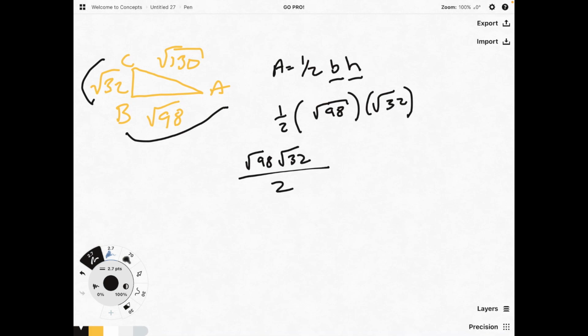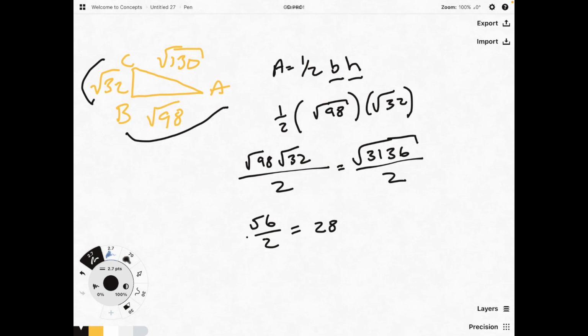98 times 32, using my calculator, gives me the square root of 3,136, and that's going to be divided by 2. The square root of 3,136, again using my calculator, is going to give me 56 divided by 2, and 56 divided by 2 is 28, and this is the area and our final answer.